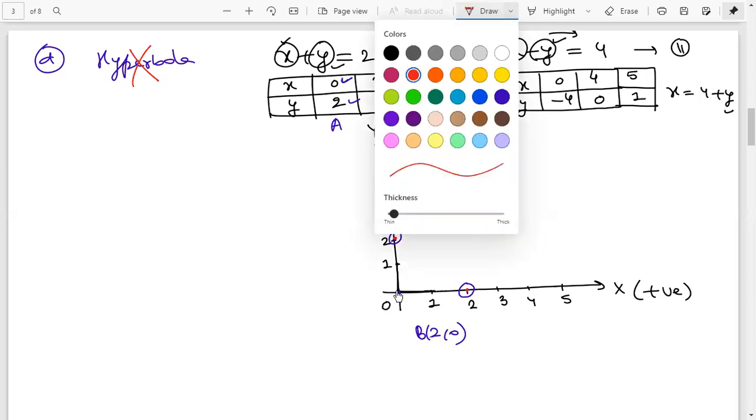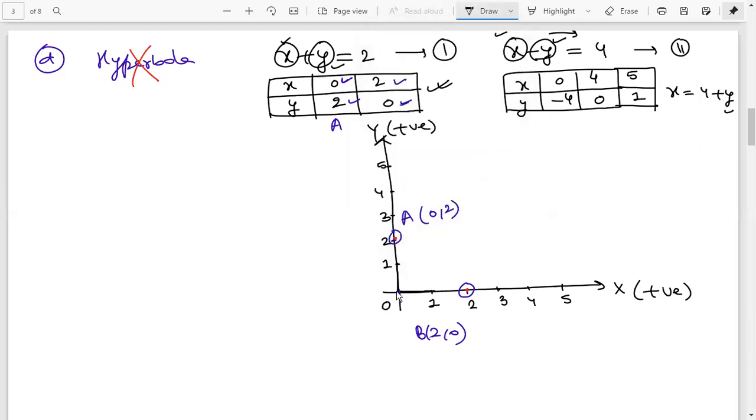Now we can easily join these 2 points and extend to get one line. First join with the scale. With the help of the scale you can join these 2 points, and then extend on the same scale in both directions to get a line. Correct. So this is one line, L4.